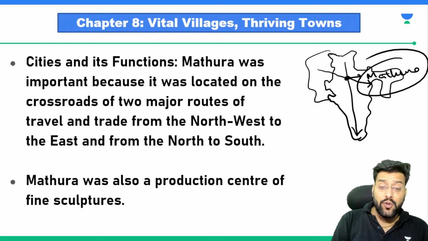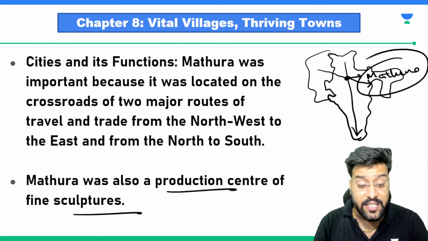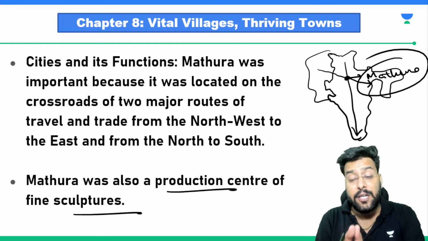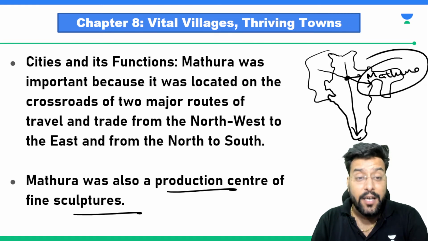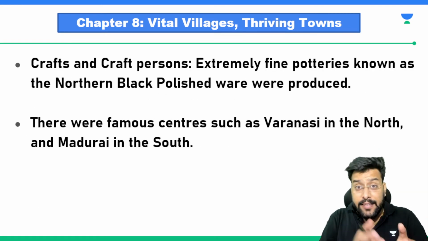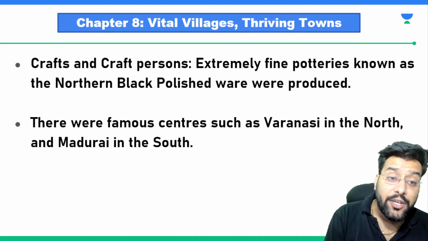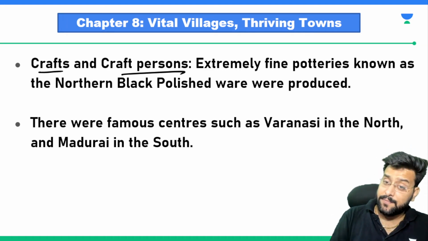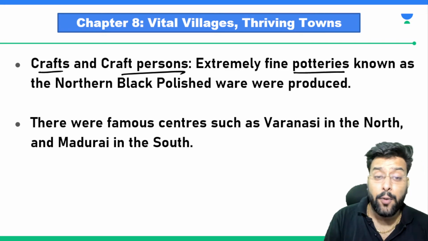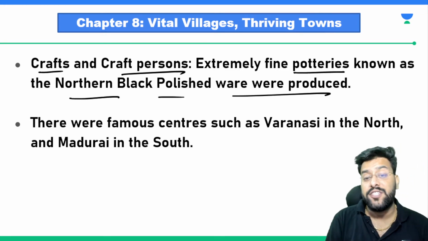Mathura was also a production center for fine sculpture. So we could find numerous sculptures being produced in Mathura. That's why it became important. These towns and villages saw the use of pottery. So they had crafts and craft persons. People were making fine pottery known as northern black polished ware.